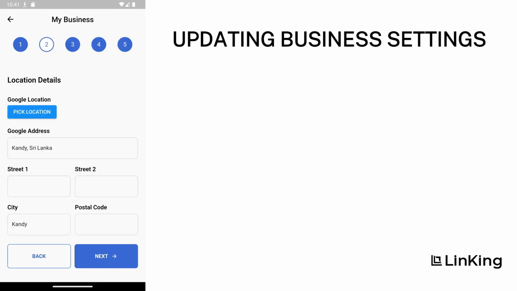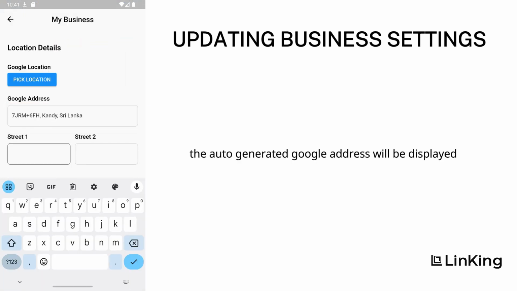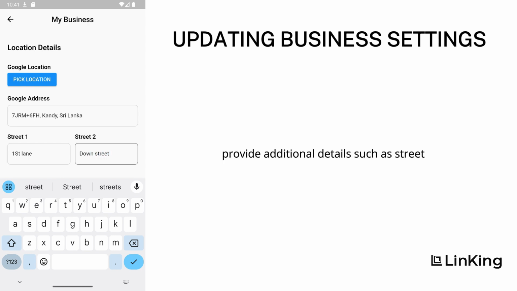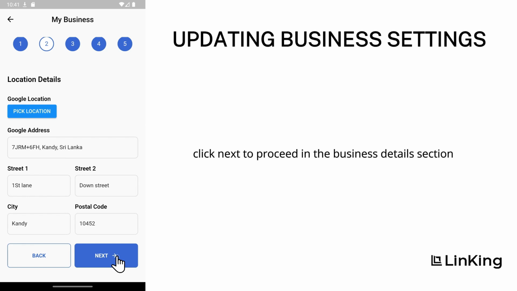In the Location Details section, you can pick your business location from Google Maps. The auto-generated Google address will be displayed. Provide additional details such as street, city, and postal code. Click Next to proceed.